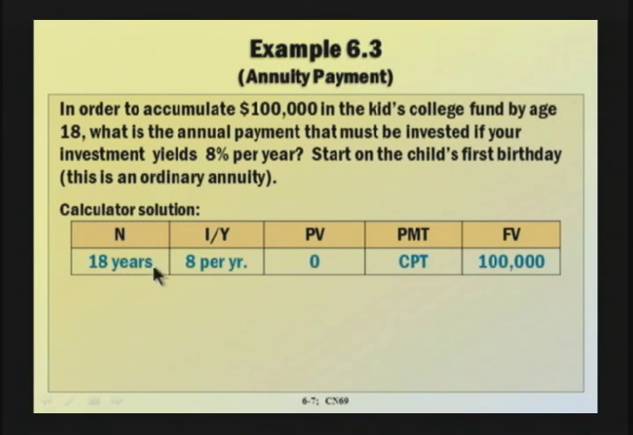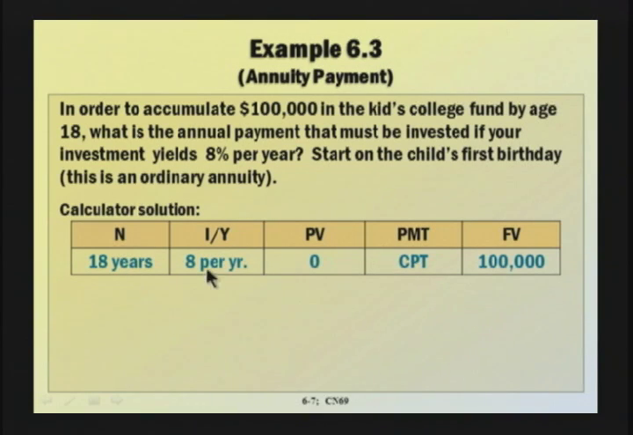You have to be aware that you're dealing with years. That is why I encourage you to write down the periods involved. So you're going to put in 18 N, you know it's years. You're going to put in 8 for 8%, 8 IY, you know it's 8% per year. The calculator just knows it's 8% per period, and there will be 18 payments made.